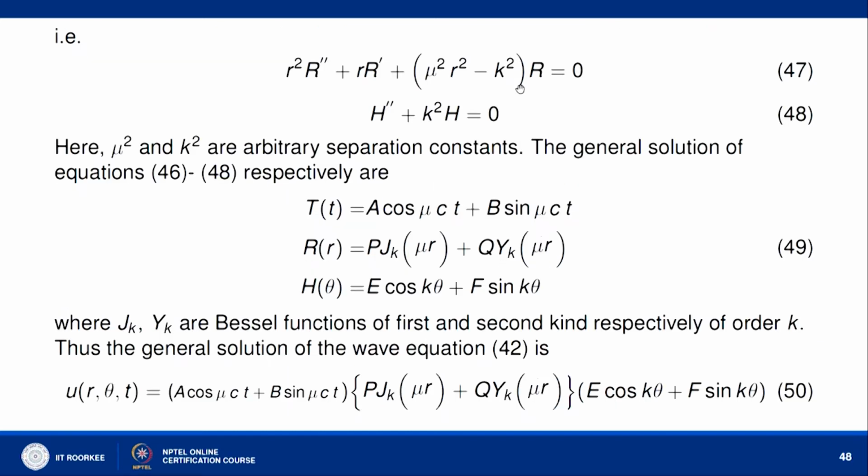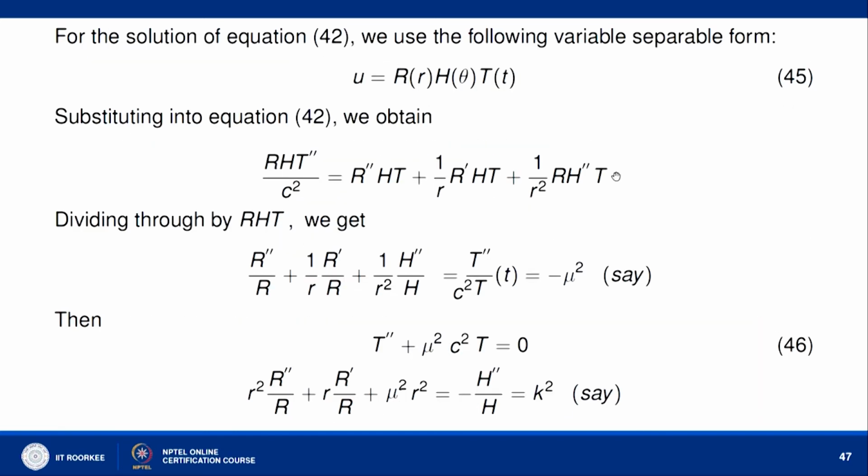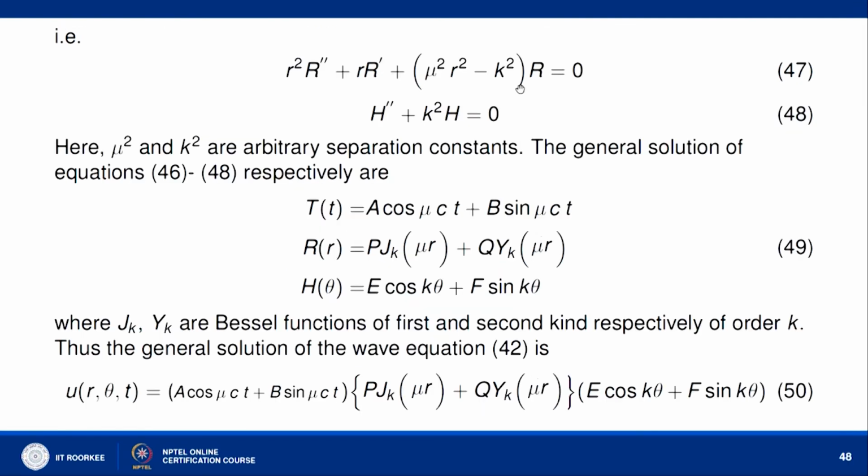So this last equation is now reduced to r square R double dash plus r R dash plus (mu square r square minus k square) R equal to 0, and H double dash plus k square H equal to 0. If you look here, k and mu are arbitrary separation constants. Now, the general solution of these equations: T double dash plus mu square c square T equal to 0, r square R double dash plus r R dash plus (mu square r square minus k square) R equal to 0, and H double dash plus k square H equal to 0.